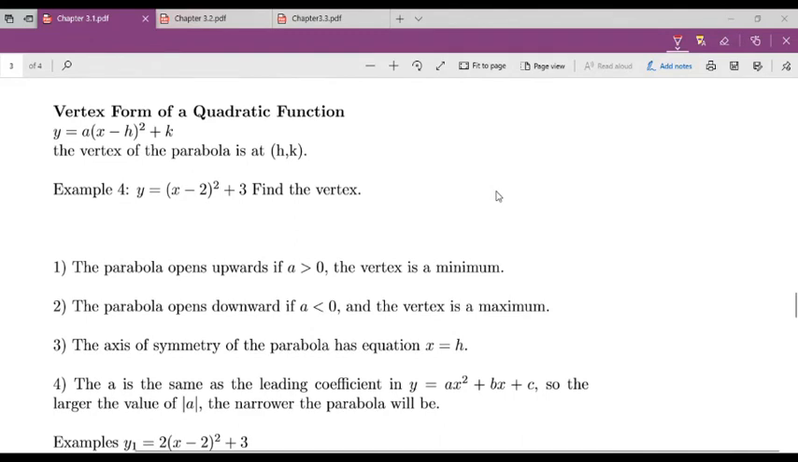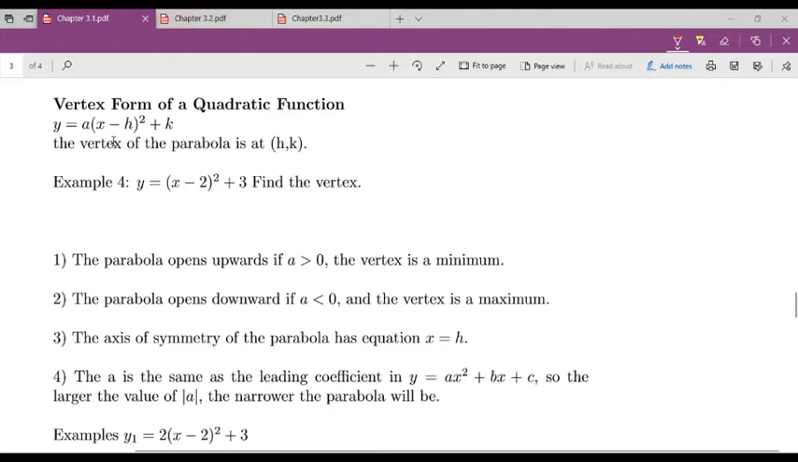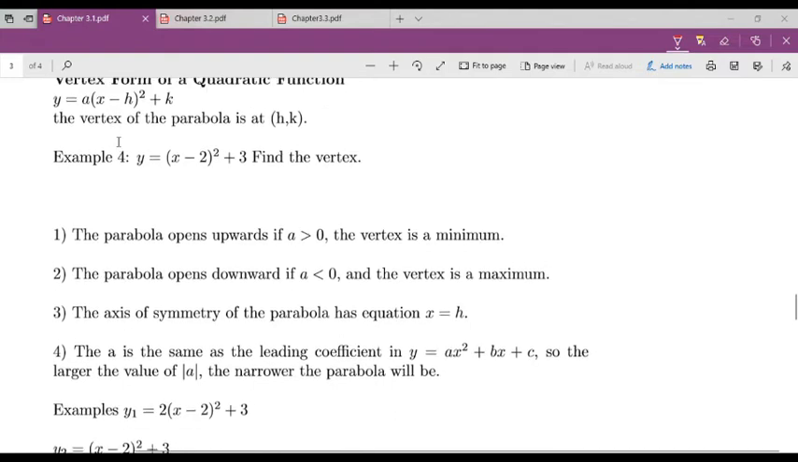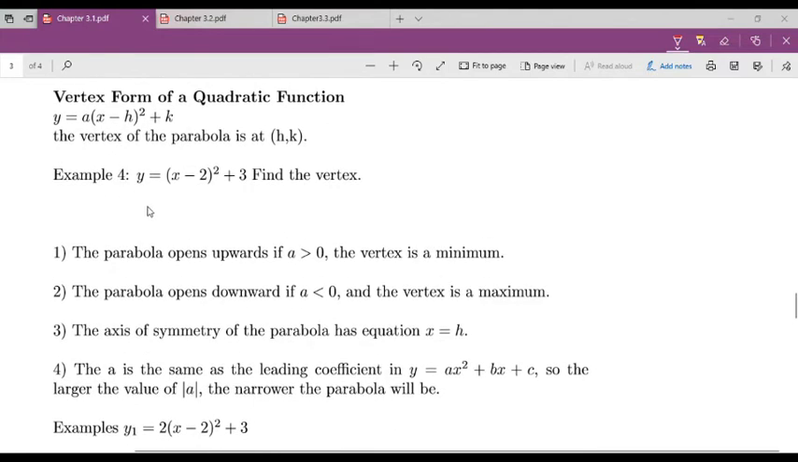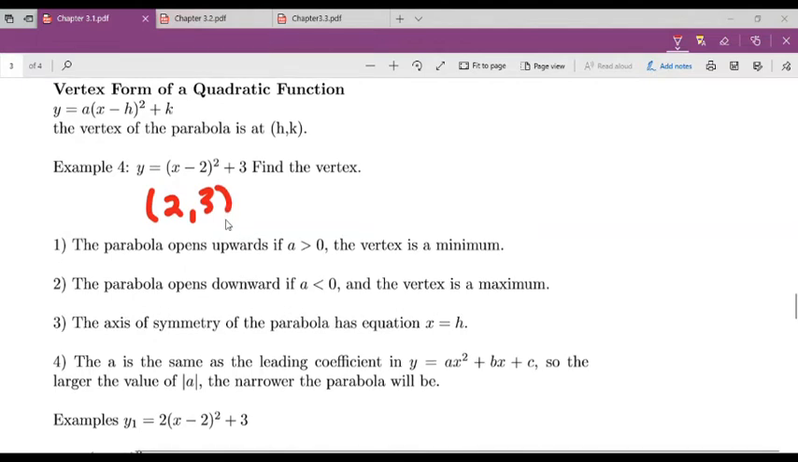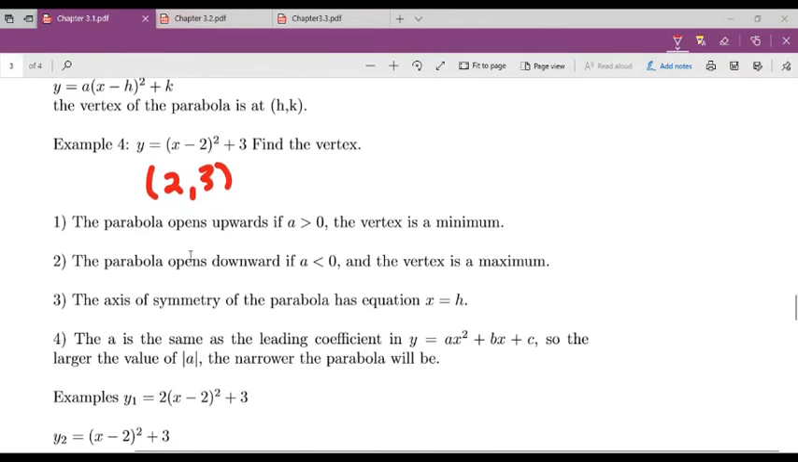Now the next thing we'll look at here is the vertex form of a quadratic function. So we've got y equals a times (x minus h) squared plus k. That is, the vertex of the parabola is at (h, k). Okay, it's important to know that you've got to have that negative there, because if you mess that up, you'll mess the whole problem up. So if we use this equation here, we need to find the vertex. So the vertex is (h, k). We've got the negative here, which means that my vertex is simply (2, 3). Easy enough.